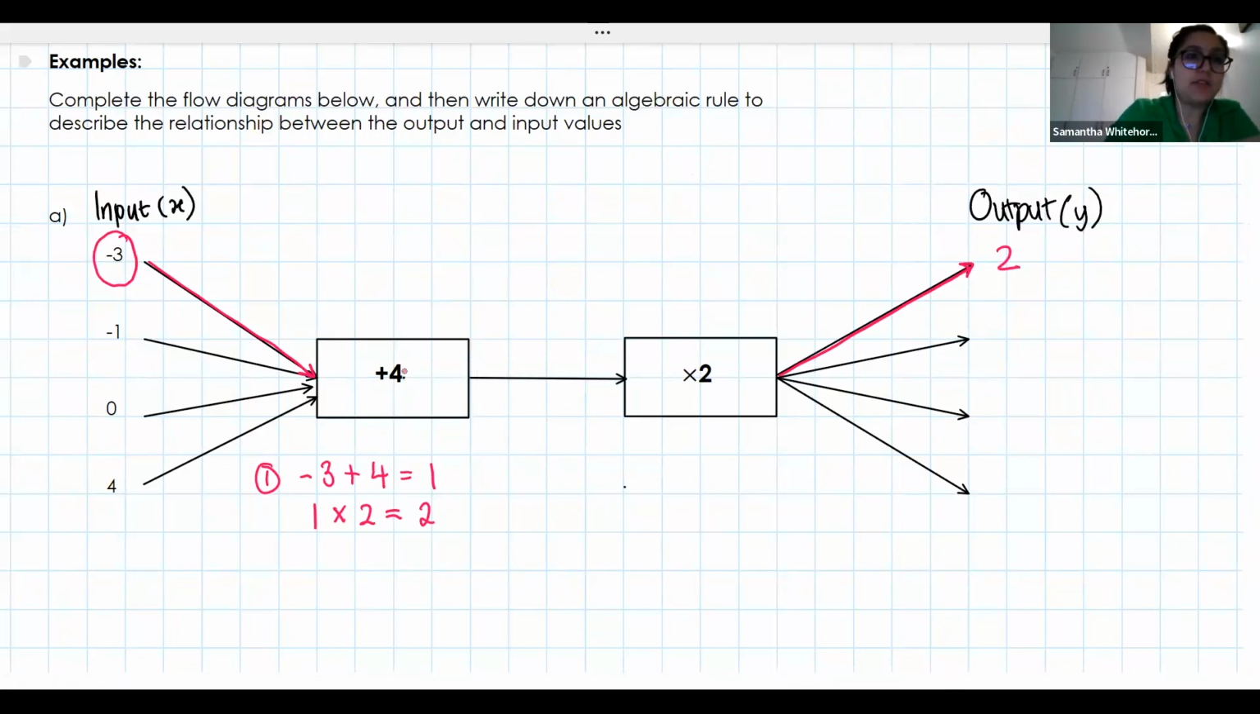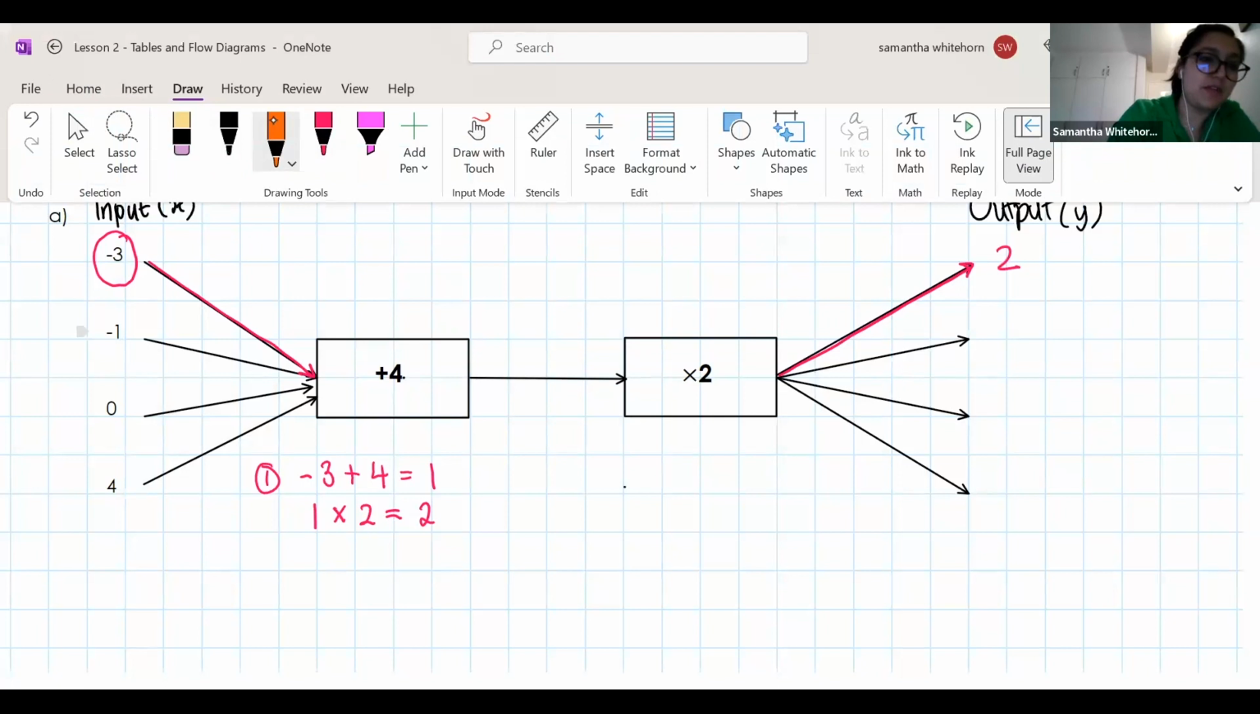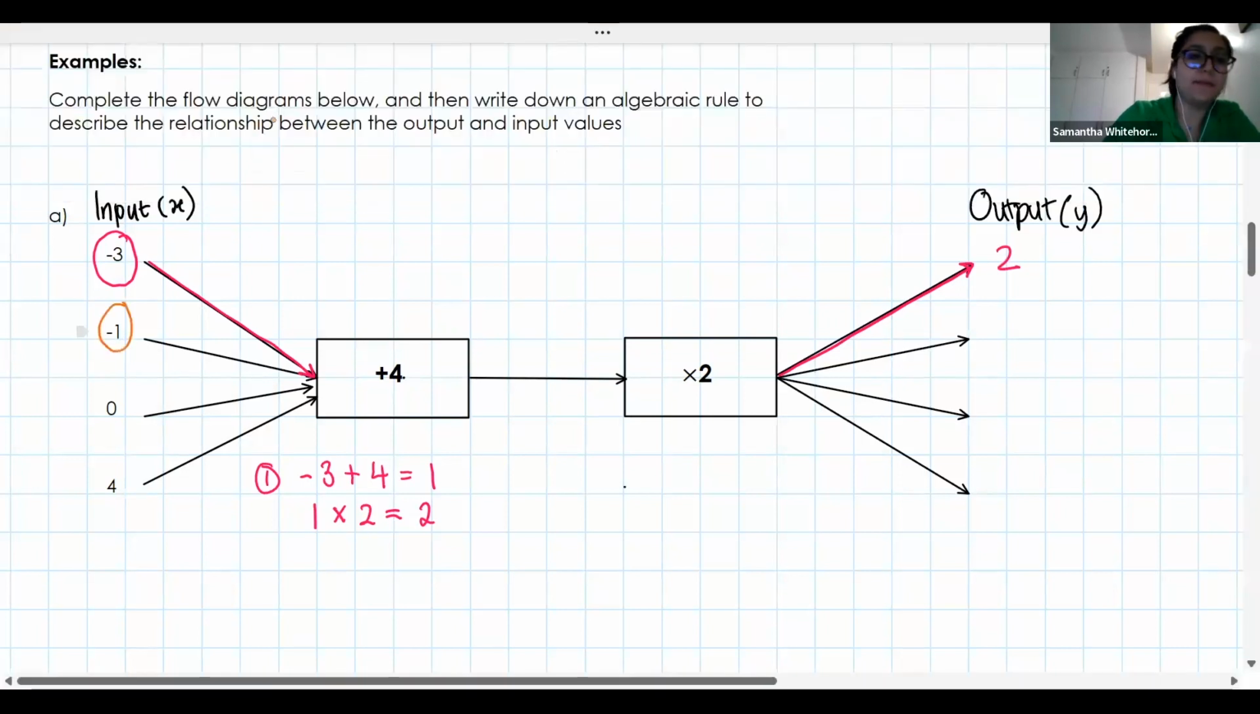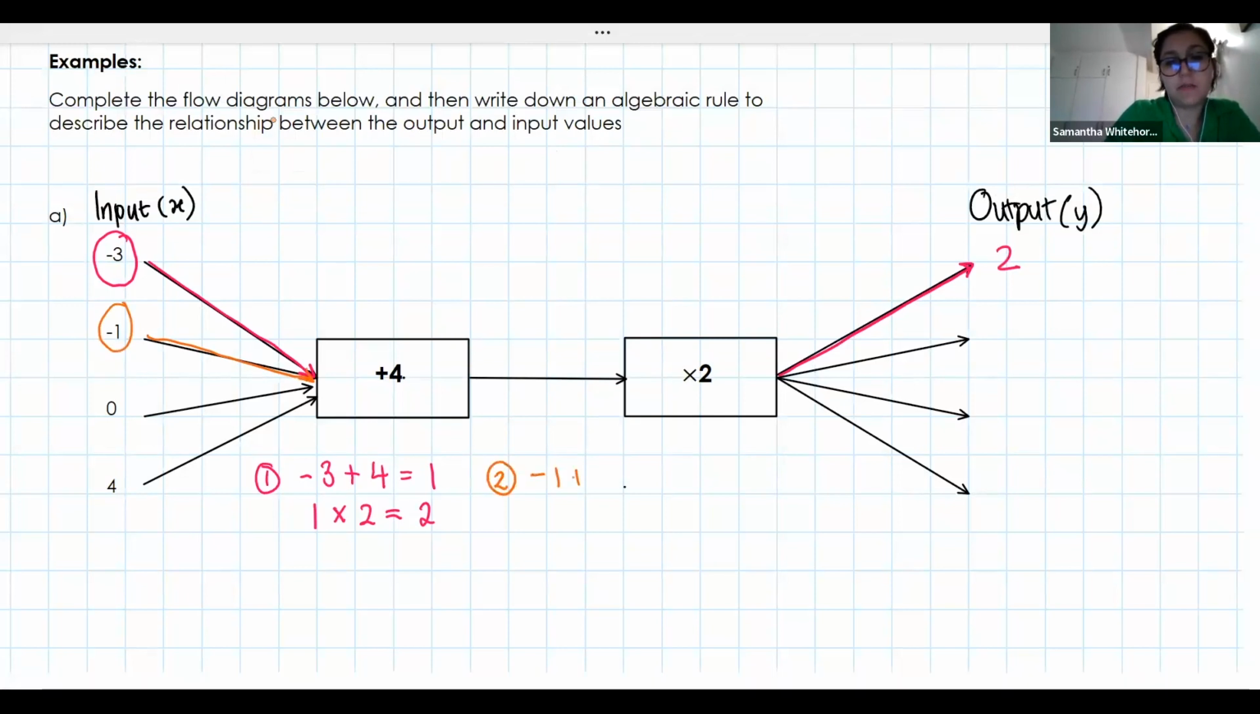So if I now have a look at my second input value, which is -1. My -1 goes into the machine. I add 4, so -1 plus 4, which gives us 3. And then we say 3 times 2 to give us our output value of 6. And so we keep applying our rule to our input values in order to get an output value.